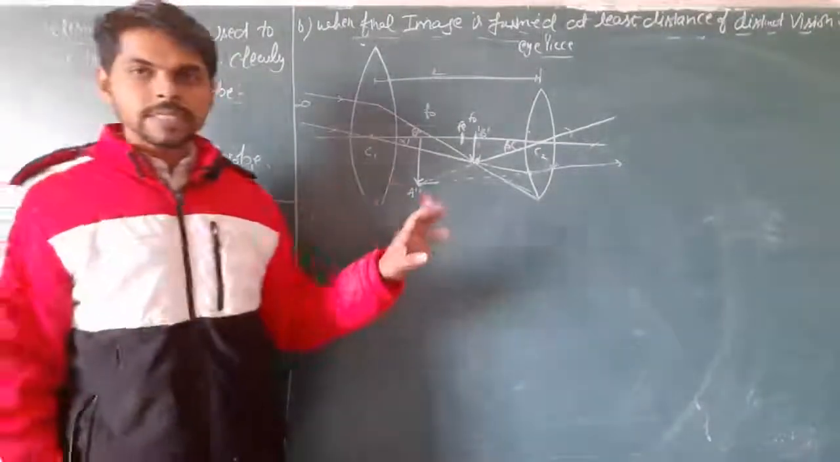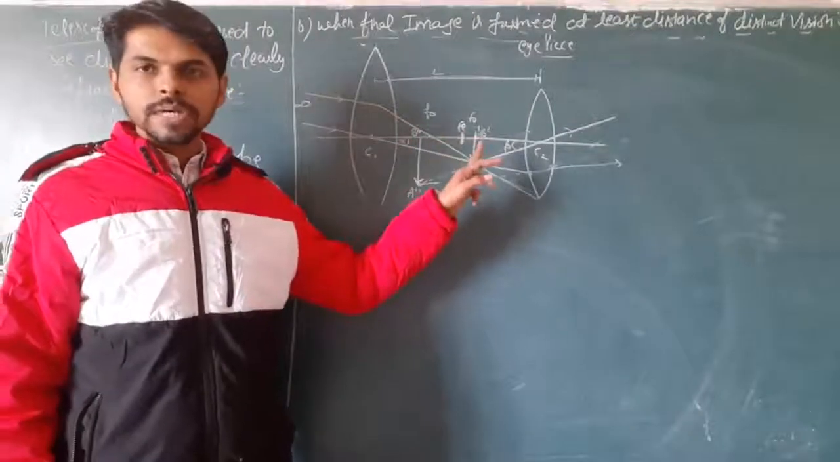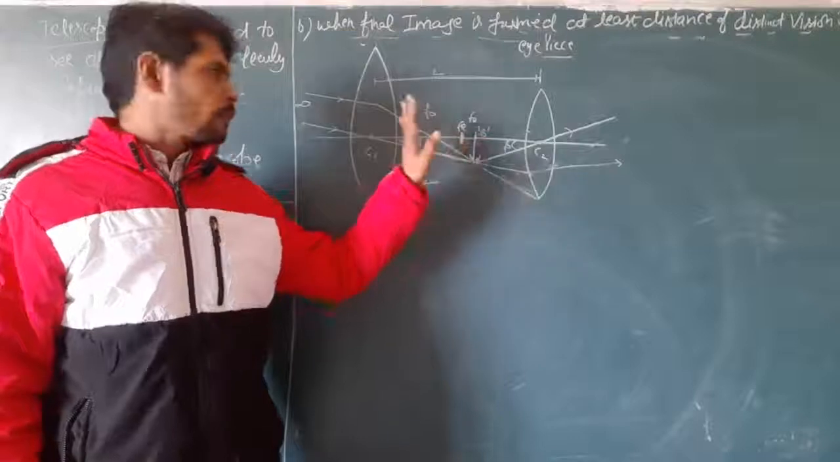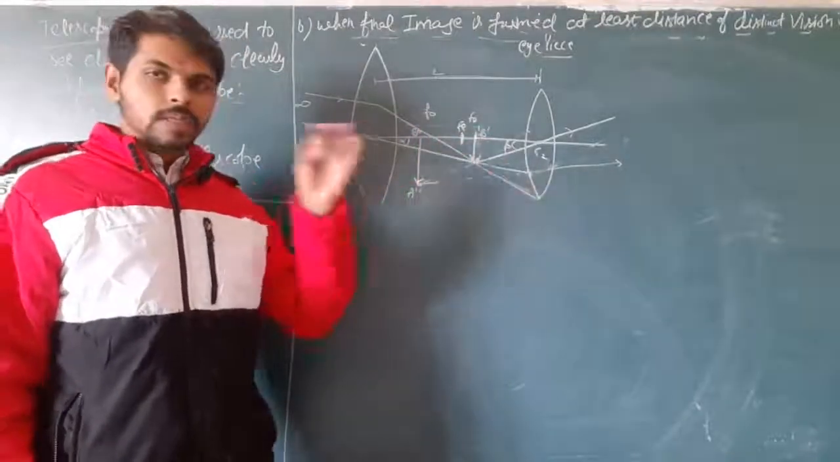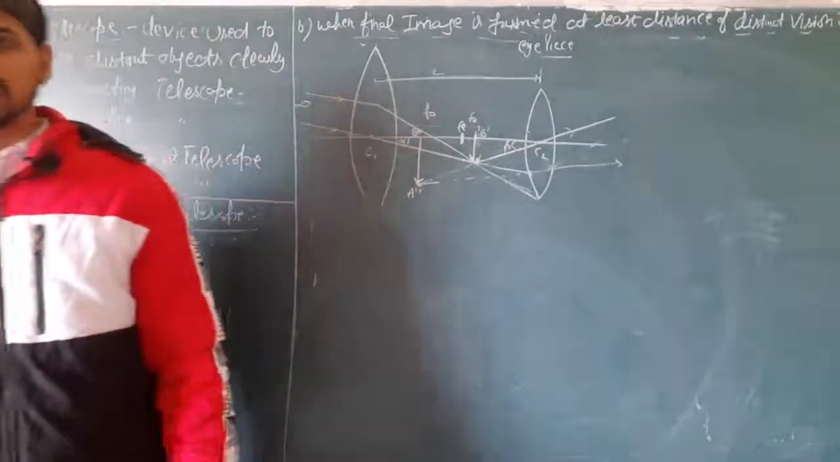But you have to do, what was the first case? When the final image is at infinity, दोनों का focus एक जगह पे लेना. When it is the second case, the focus of the eyepiece will be somewhat on the left hand side of the image formed by the objective lens.